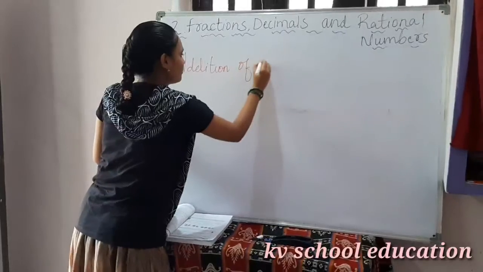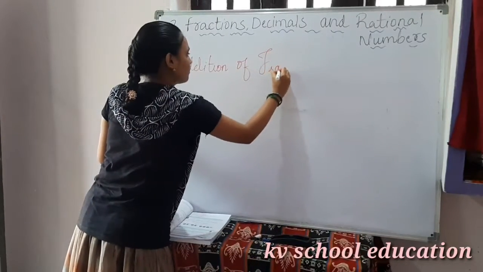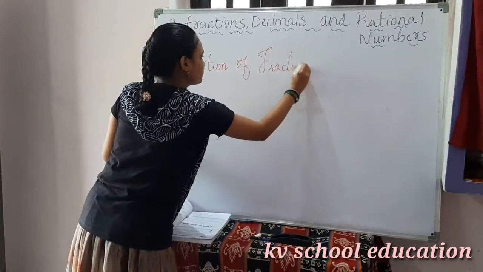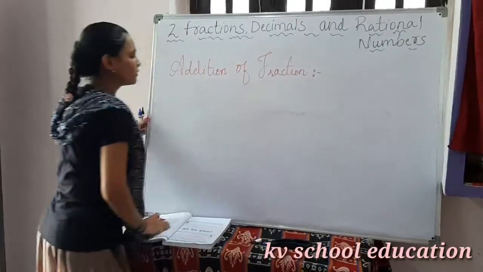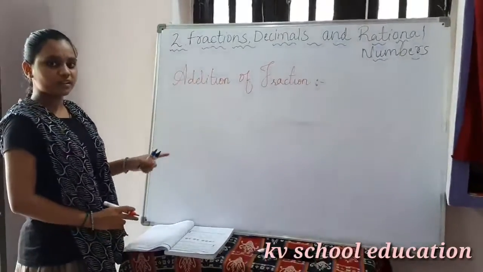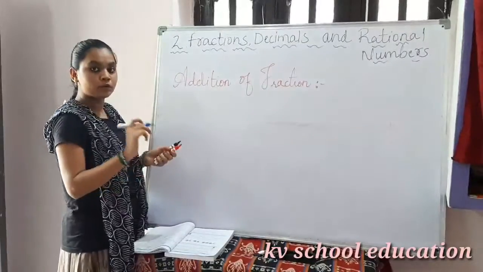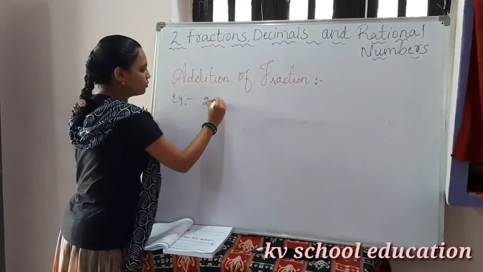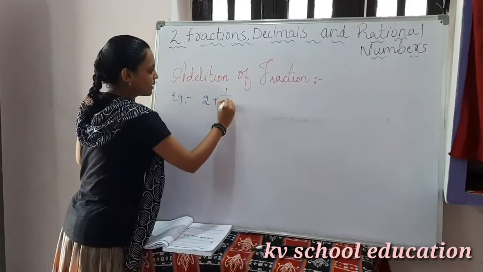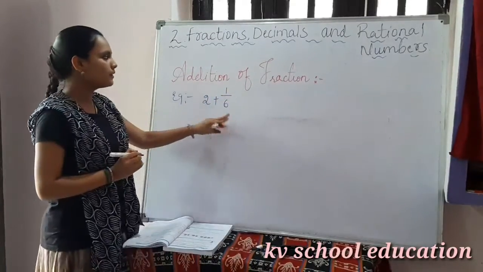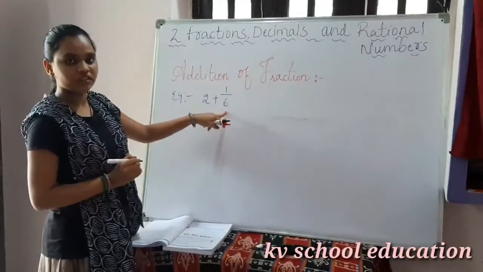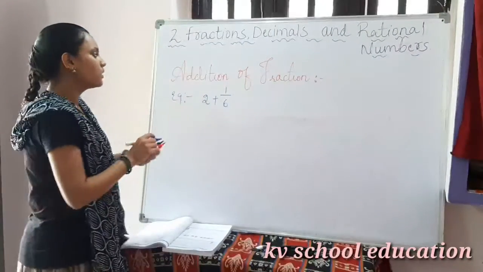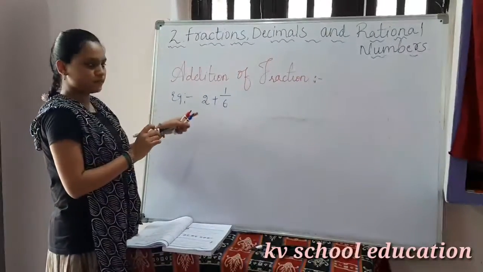Addition of fractions. First, we can take the addition of a fraction and a whole number. Example: 2 plus 1 by 6. This is a whole number and this is a fraction, so we'll take the addition of a fraction. Now, how to add?